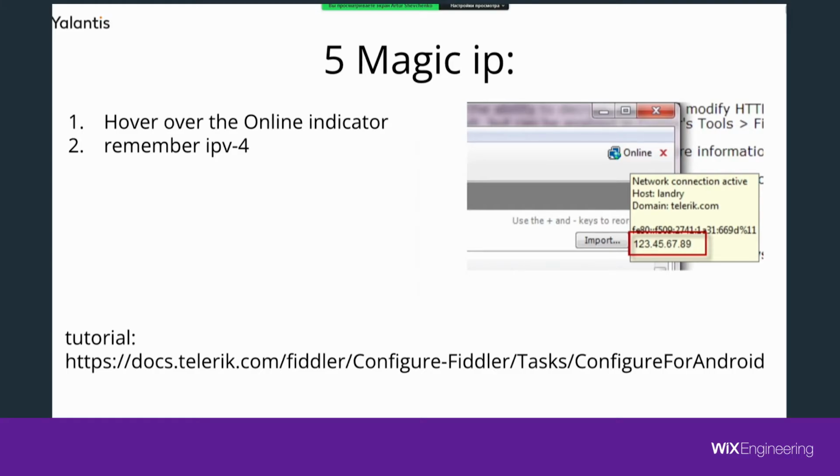Also, you may ask how to find your IP. Yeah, it is again pretty simple. In Fiddler, in the top right corner, you can see a tip with your IP address, or you can open a command line and enter ipconfig.